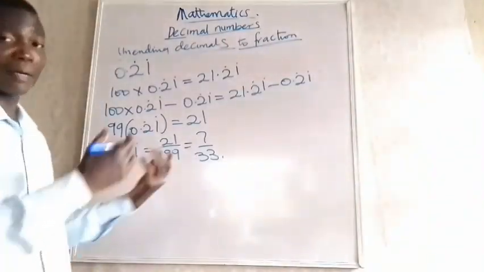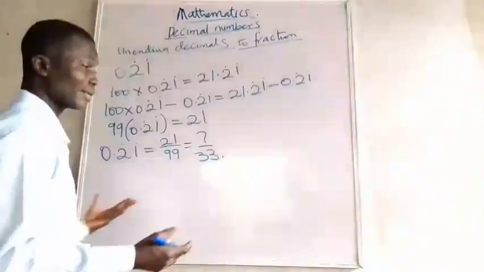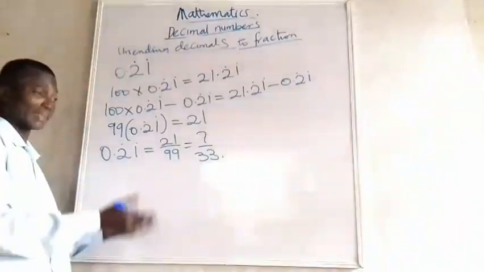Sometimes you might need to multiply by 1,000. Sometimes it might be by 10,000. Sometimes it might be just by 10. So you get your answer.